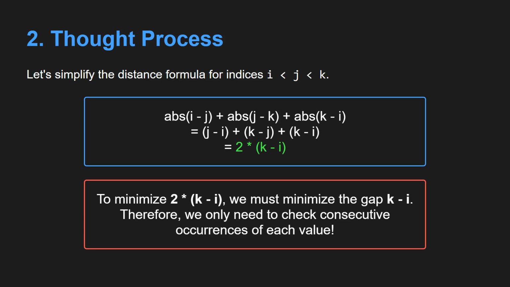To minimize this distance, we should only consider adjacent triplets of identical values. In other words, we map each value to a list of its indices, and then check every sliding window of 3 consecutive indices.